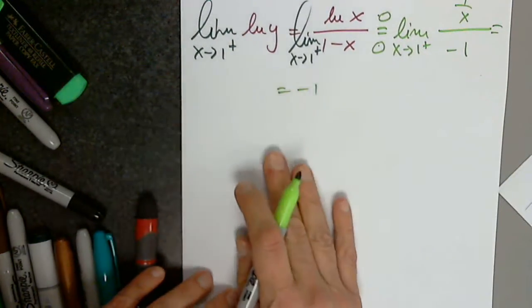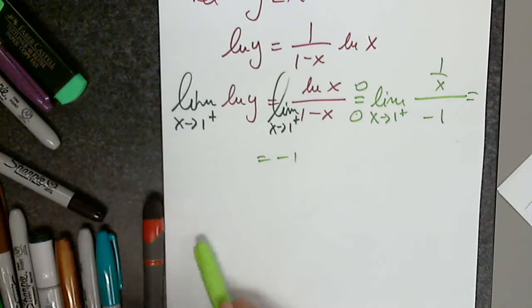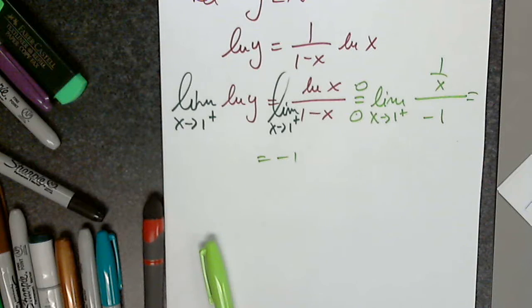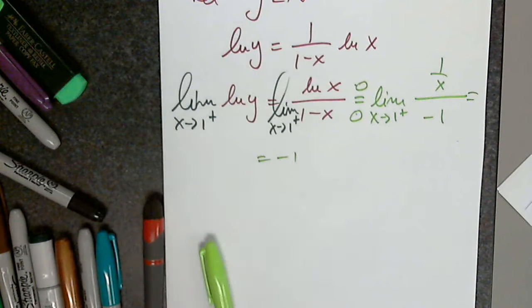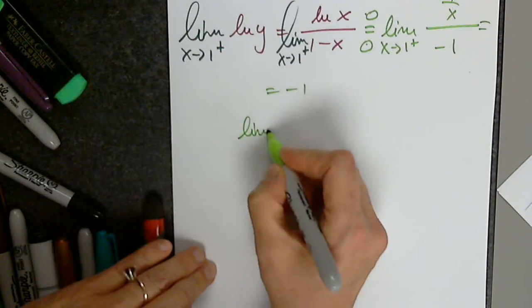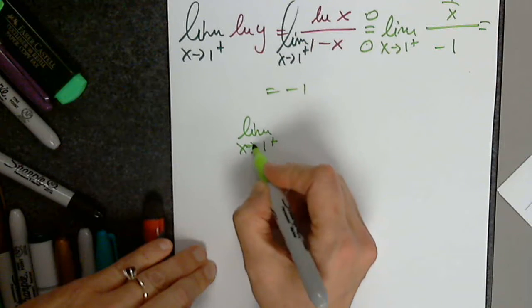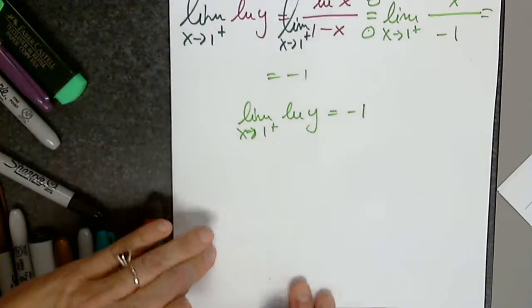Wait, I have a question. Yes. So the limit of the natural log of y and the limit of the natural log of x. Yes. I apply the limit to this side and I apply the limit to this side. Okay. Gotcha. So now I will copy the first and the last step. So I have limit, so x approaches 1 from the right, of natural log y equals negative 1.